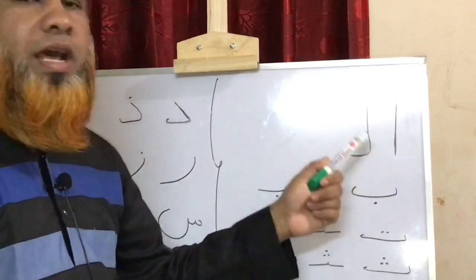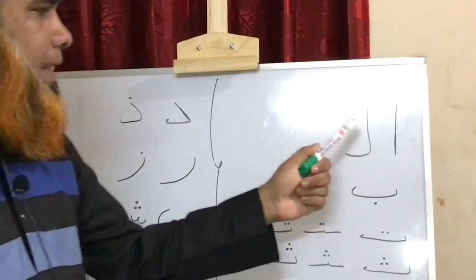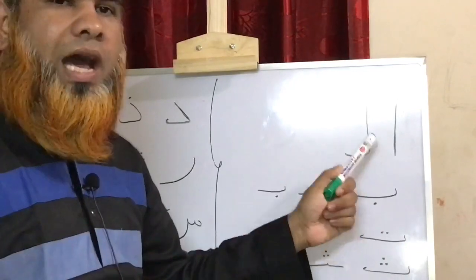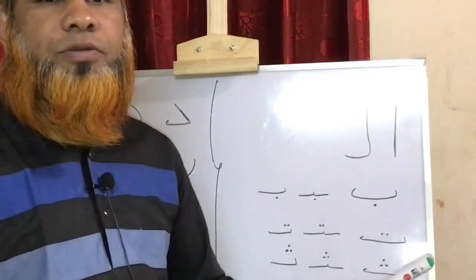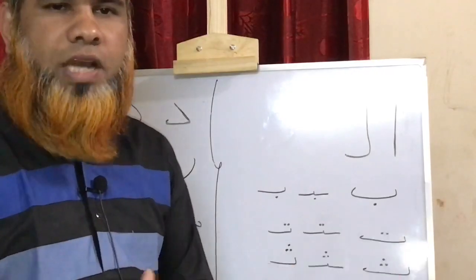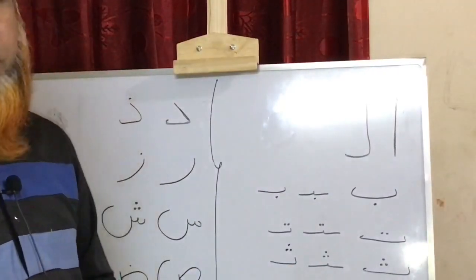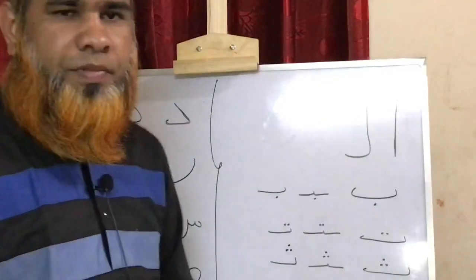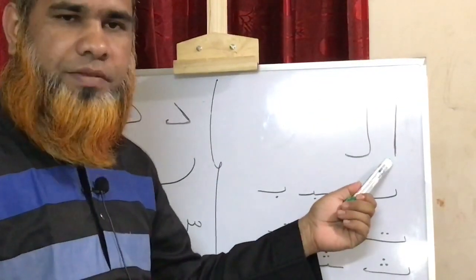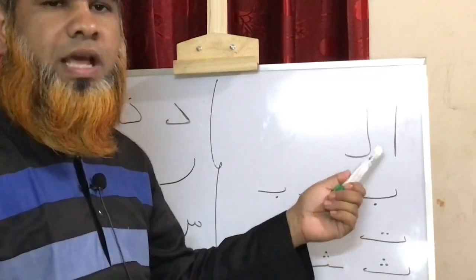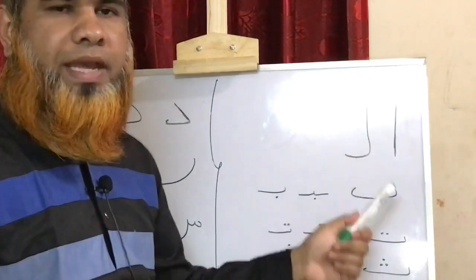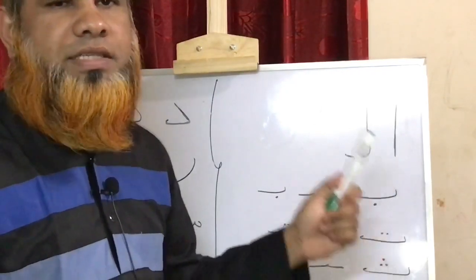It is called Alif. Say with me. Alif. Alif makes a sound like a, which is quite close to the English letter A. The first letter is alif. Say with me 3 times. Alif, alif, alif.